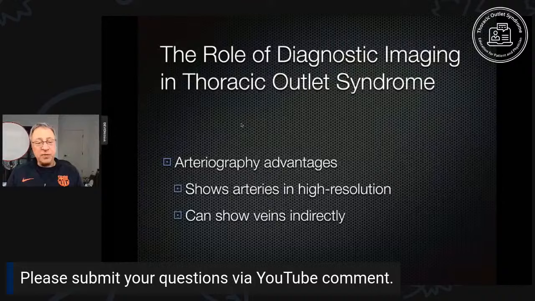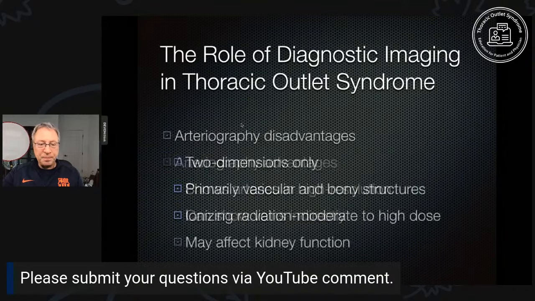So what are the advantages of arteriography? Well, it clearly shows the arteries in very high resolution. That's great. It can show the veins if you wait long enough. The contrast or the dye goes through the arteries, gets to the soft tissues, and starts heading back to the heart. And then you start to see veins. It's not the best picture of the veins, but certainly enough to see what's going on for anything large.